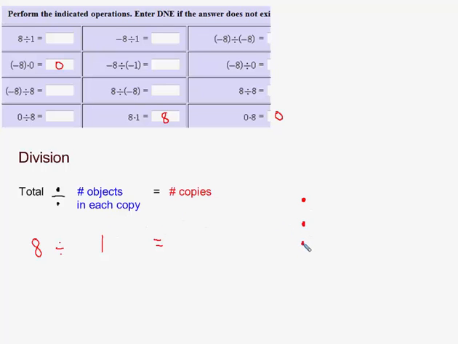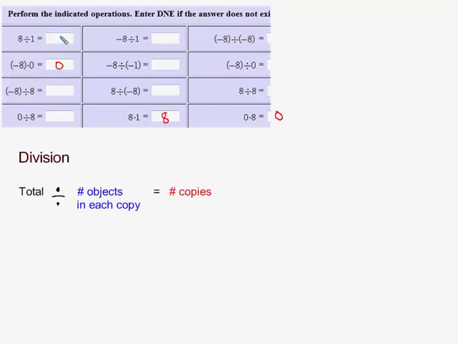look like this, and you would continue to do so until you found out that you would have to make 8 copies, and in each copy you would have 1 thing, so this is the number of objects in each copy, 1, and again it would take 8 copies of that 1 object, 4, 5, 6, 7, 8, to make a total of 8. So it took 8 copies of 1 object to make a total of 8. So 8 divided by 1 turns out to be 8.